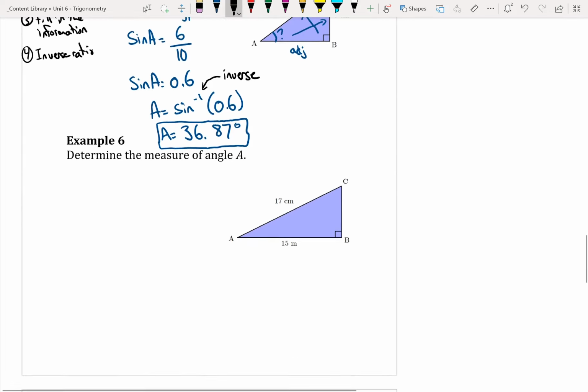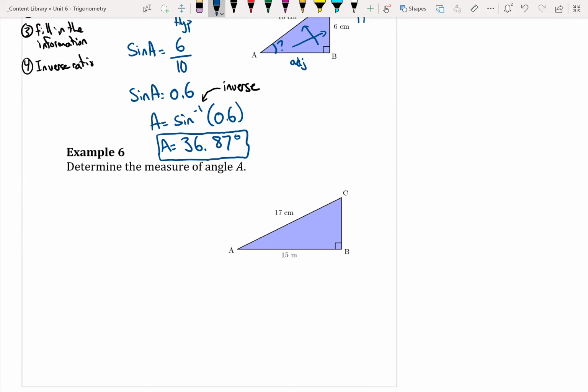So let's try example 6. This is going to be the same idea. We're still going to follow the same steps. We still want to find the measure of angle A, so we want to look for this angle here. This is angle A. I want to first label my sides. This is the hypotenuse, because that's across from 90 degrees. The opposite is across from the angle, and the adjacent is beside the angle. Again, even if you have no information there, still get in the habit of labeling your sides. That way you are comfortable and familiar with it.